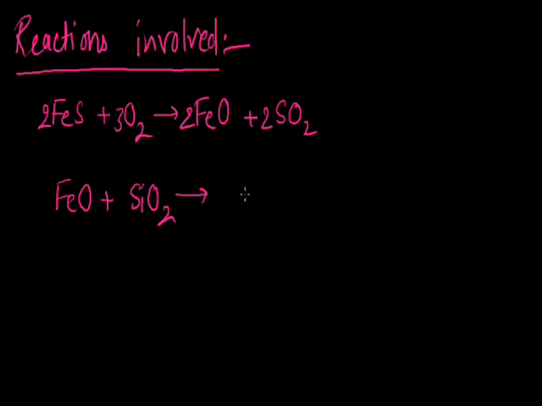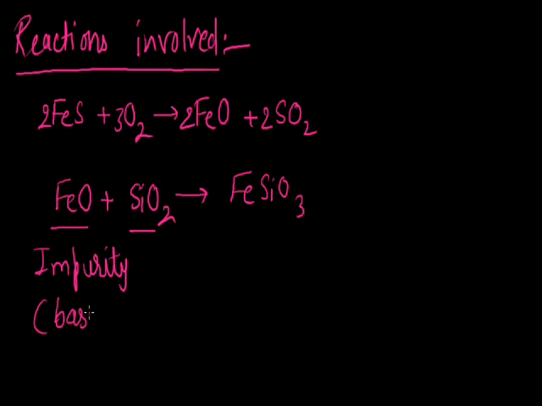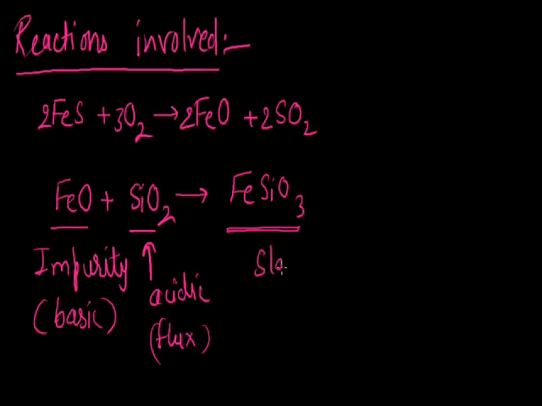to remove this ferric oxide, and it will convert into ferrous silicate. This ferric oxide is present as an impurity, and this is basic in nature. So we introduce this acidic oxide to remove the basic impurity, and this is known as flux, and this forms ferrous silicate, that is known as slag. So we can say that flux is a substance which attaches with impurity to form slag.